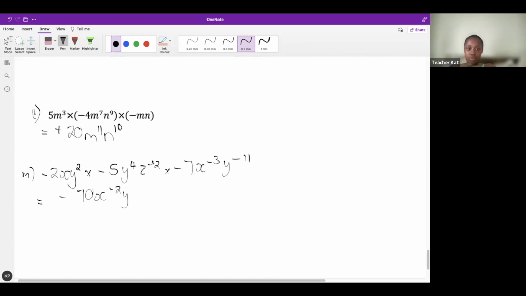What's 2 plus 4? 2 plus 4 is 6, minus 11. Nice, and J, negative 5. So it's y to the power of negative 5, and then z to the power of negative 2.